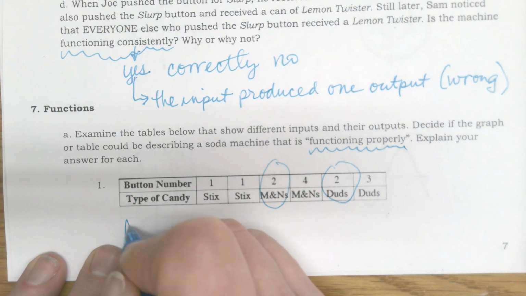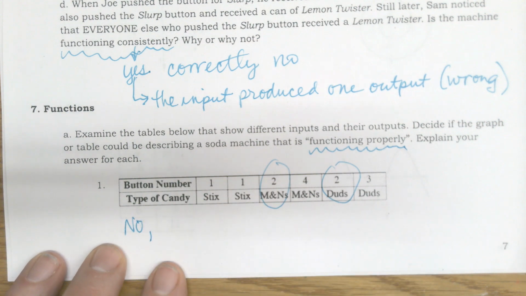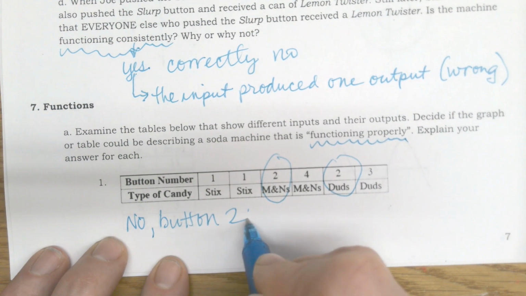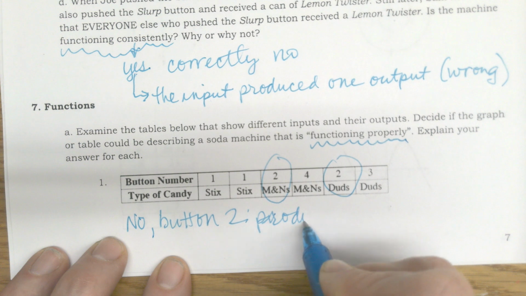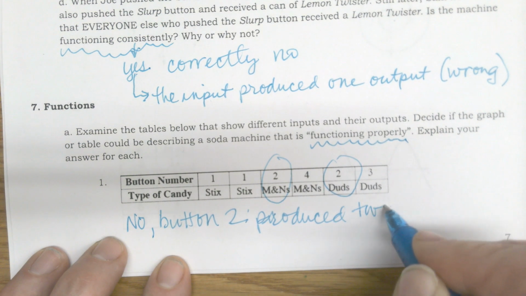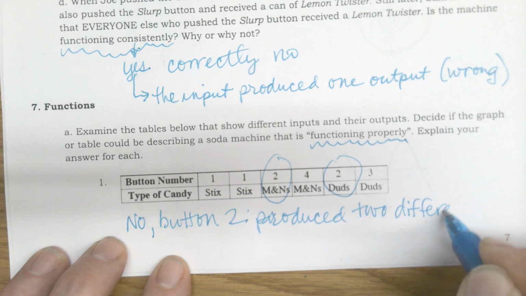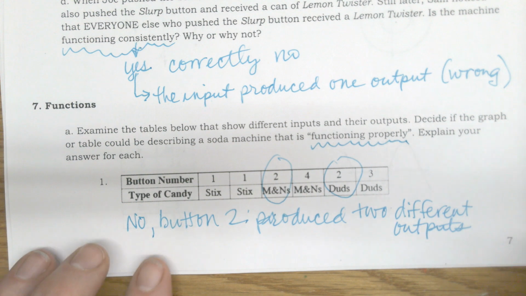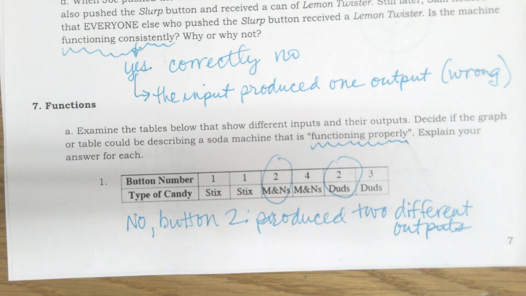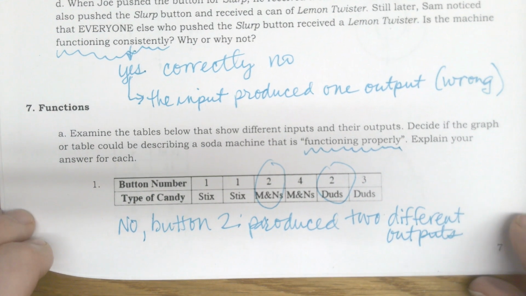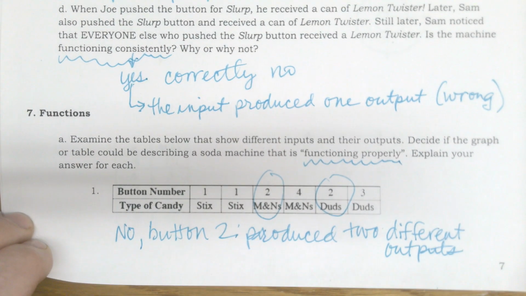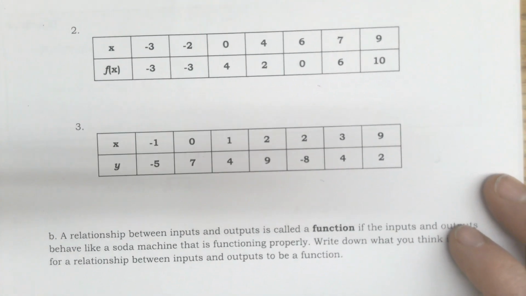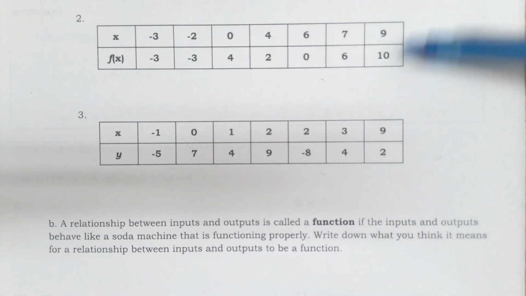And the reason that we say it's not functioning properly is because button 2 produced 2 different outputs. And again, that's a big key to remembering how functions work, or to working with functions. So let's move on. Let's check and see. How about number 2? Now we're with numbers, no machines. Now we're going into the math.